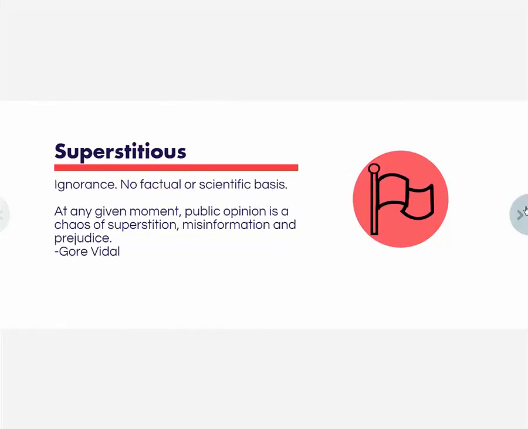Superstition is the next type of crap to watch for. Postman says superstition is ignorance presented in the cloak of authority. Famous American novelist Gore Vidal said, "At any given moment, public opinion is a chaos of superstition, misinformation, and prejudice."